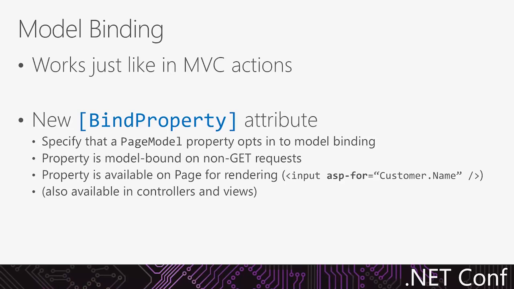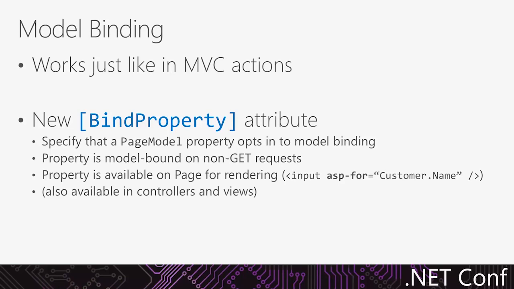So, for example, if you have a form and when the user posts that form, you want the corresponding handler for that to accept in the various elements that were on that form and use model binding. Well, if you use the bind property attribute, you can have those bound to properties on the page model instead of having to specify one or more parameters on your onPost method.